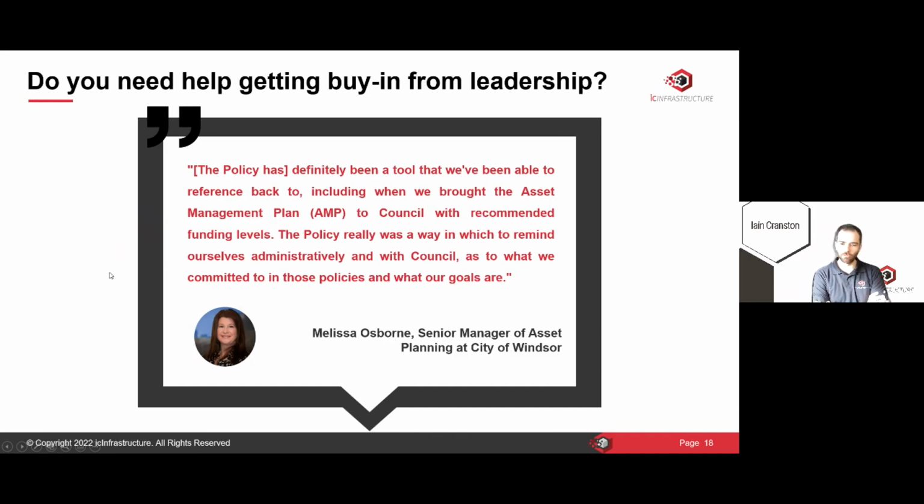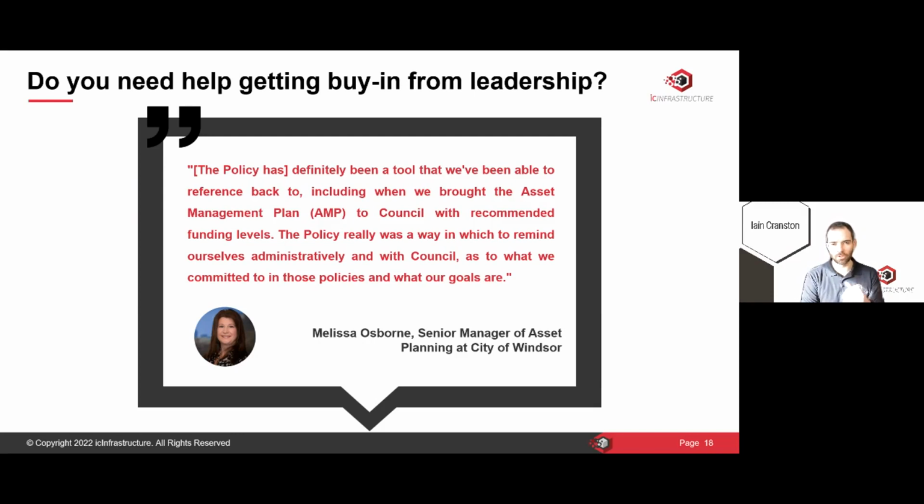Now here's an interesting quote from the City of Windsor. So the policy for them has definitely been a tool that they've been able to reference back to, including when we brought our asset management plan to council with recommended funding levels. The policy was a way in which we reminded ourselves administratively and with council as to what we committed to in those policies and what our goals are.